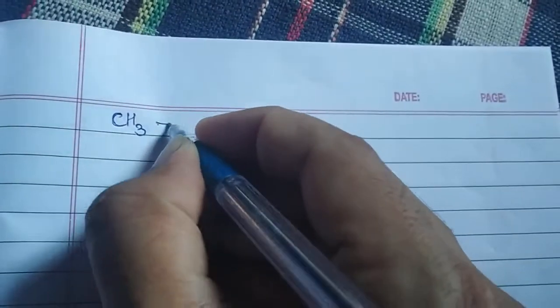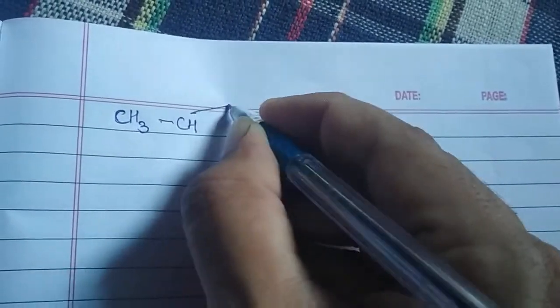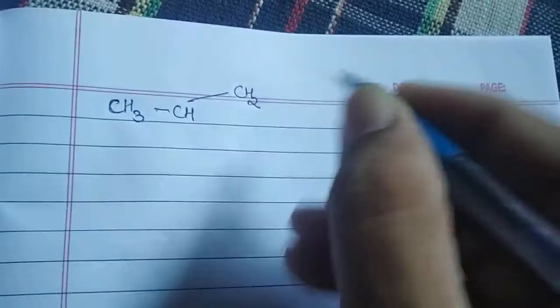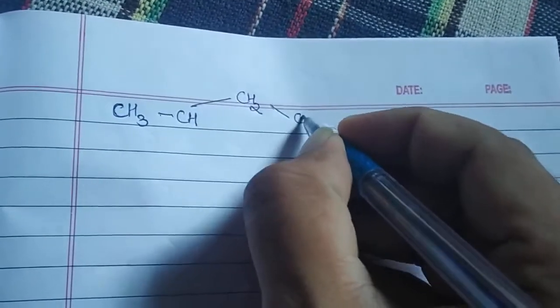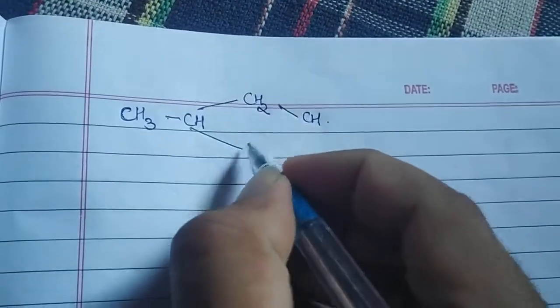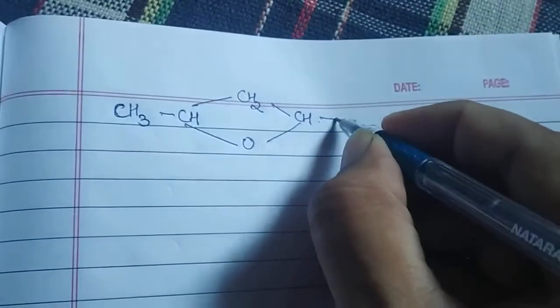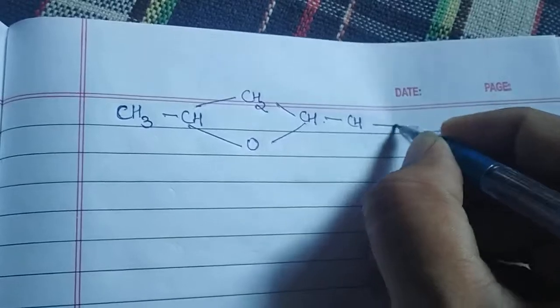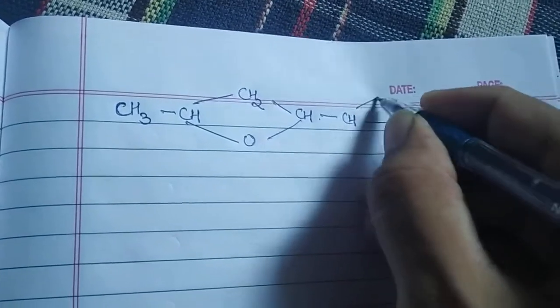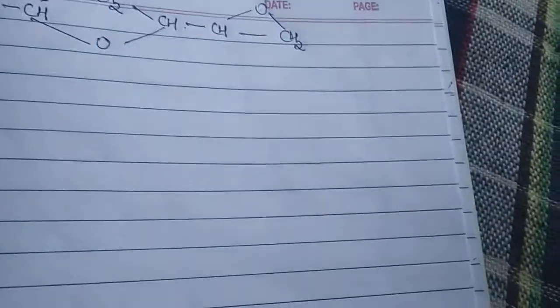CH3, CH, CH2, CH, let me give the epoxy group over here. Yep, in this way. CH, and over here is a CH2. Yes, can you please name this? So I am giving you 3 seconds. You can pause the video and just try it.